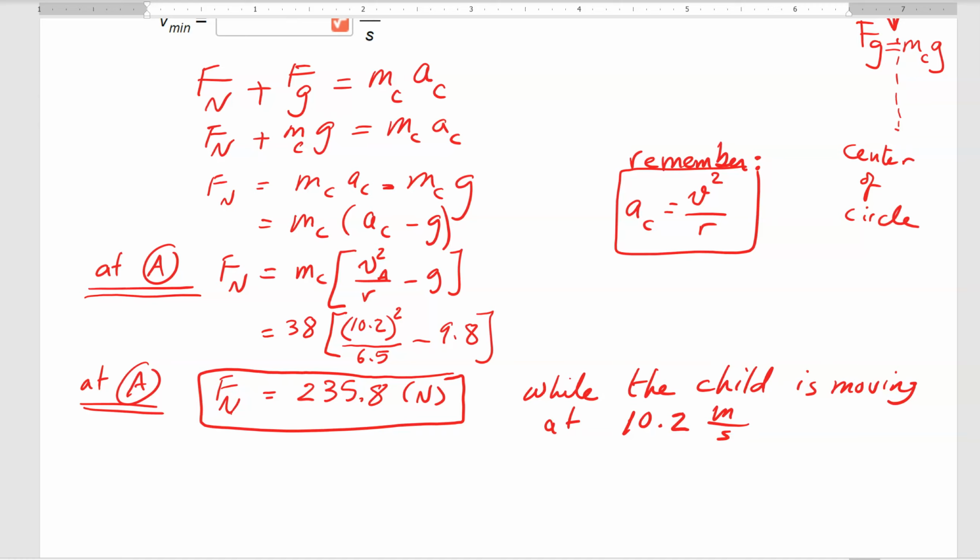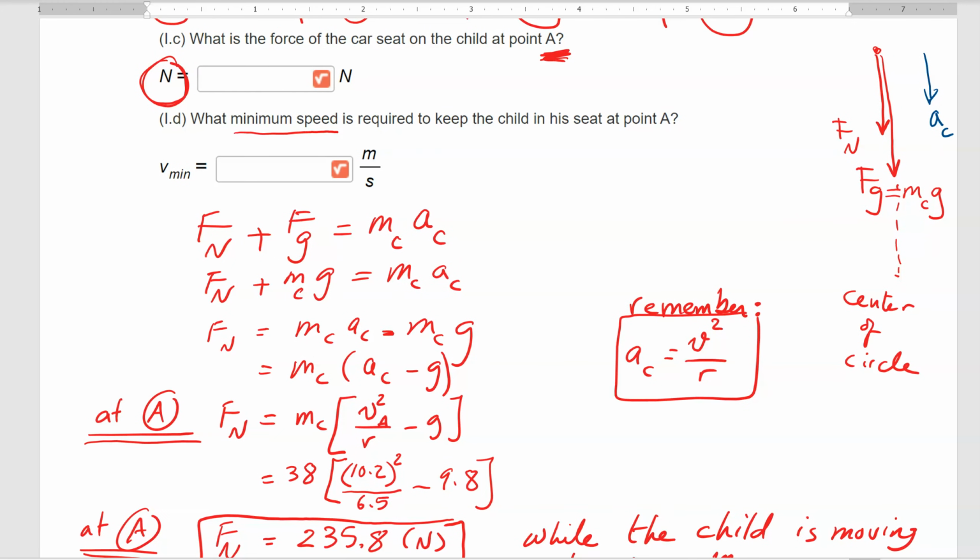Exactly the same here. That means if the child falls, well, Fg doesn't go anywhere, the force of gravity doesn't go anywhere. But if the child falls, it means he or she lost contact with the seat, which means the normal force in the free body diagram went away. So we want to solve for that velocity or that speed, and then we would normally say, well, the roller coaster better go exactly faster than that, or else that child is falling out of the seat.